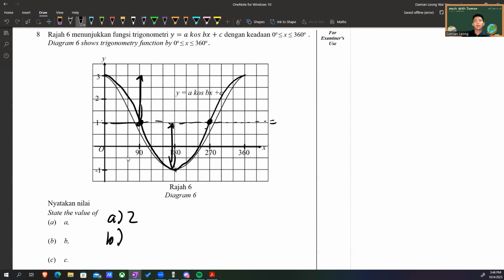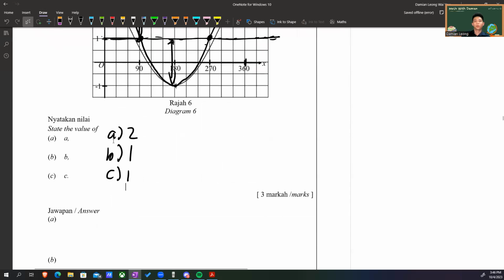For part B, the frequency means how many times it repeats a full cycle of your cosine graph in 360 degrees. In 360 degrees, it's only 1. So b is 1. C is where the middle line is, or how much you shift up or shift down, which is 1. So it's 2, 1, and 1.